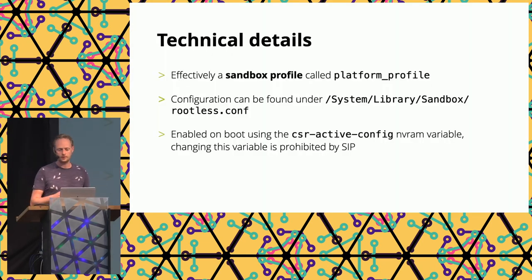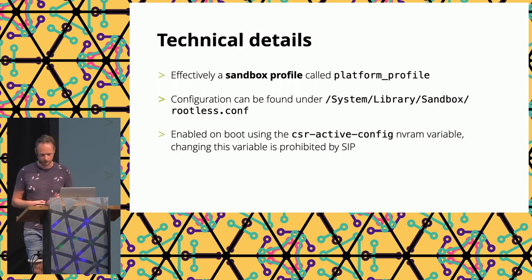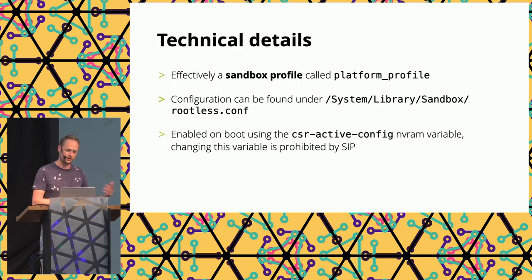Actually, SIP is just a sandbox profile, which is called the platform profile. The configuration can be found on your system, and it's enabled on boot using an NVRAM variable. So you can disable SIP by just changing that variable. However, changing that variable is protected by SIP as well. So you will need to boot into another operating system, or an operating system that will allow you to disable this, for example the macOS recovery installation.